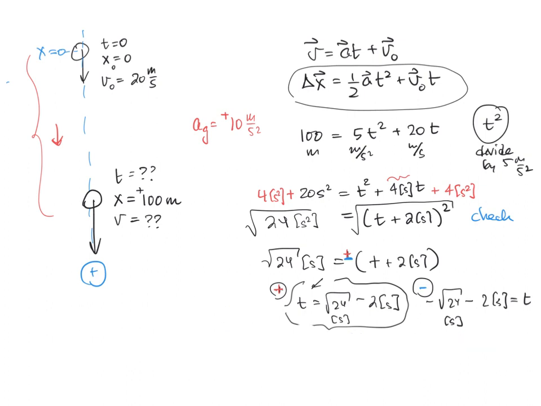And that's the time. I found my calculator, and the time it takes for the ball to fall 100 meters is 2.90 seconds.